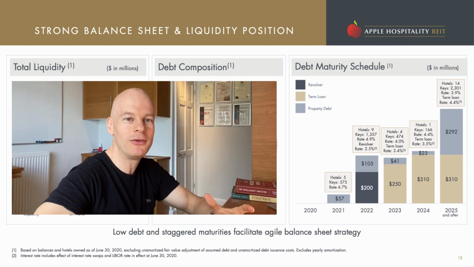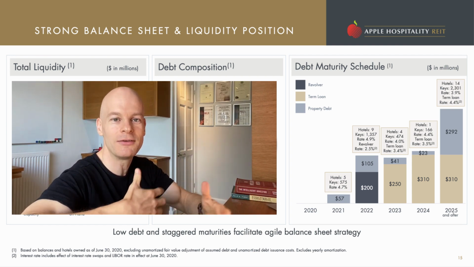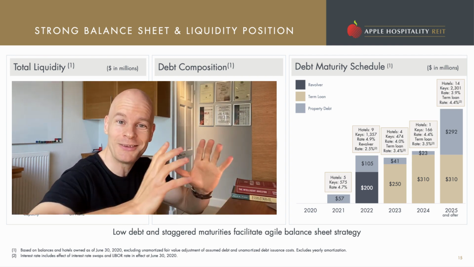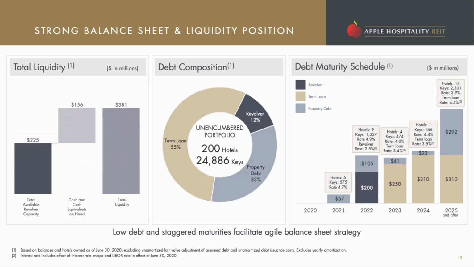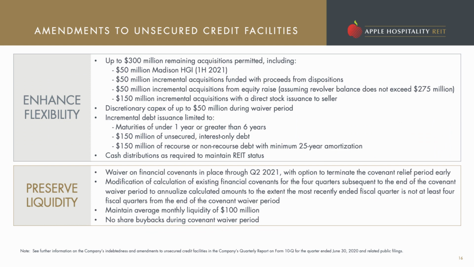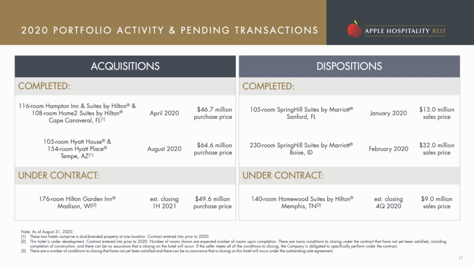If you've seen any of my previous videos, you'll know I do like to look at the assets versus liabilities ratio. So I'll be doing that later, and you'll see how they're doing on that front. But here, that just gives you an infographic type view of the balance sheet. Amendments to unsecured credit facilities. So they've got up to 300 million remaining acquisitions permitted, which I found was quite interesting. They've also got a discretionary capex of up to 50 million during the waiver period, which of course could be useful to them in a time of cash flow issues.